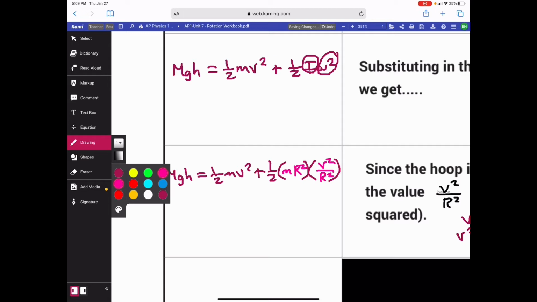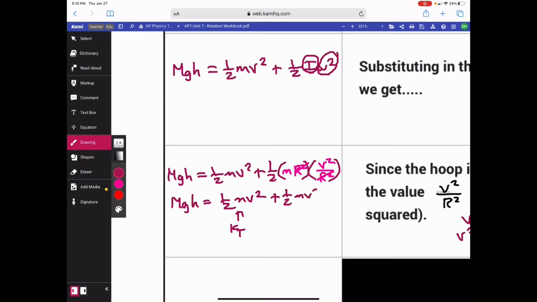And you'll see the r squareds completely cancel. And so what are we left with? We're left with mgh equals 1/2 mv squared, that's the translational kinetic energy, plus, look what's left over here, 1/2 mv squared. That is the rotational kinetic energy. You can see you have equal amounts.